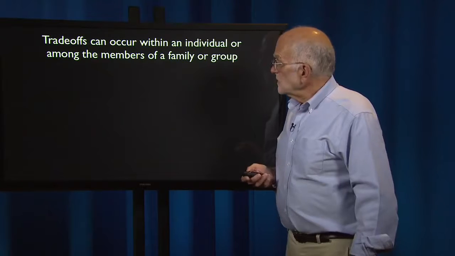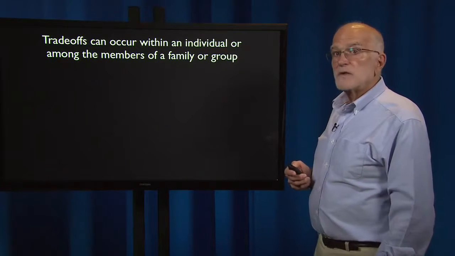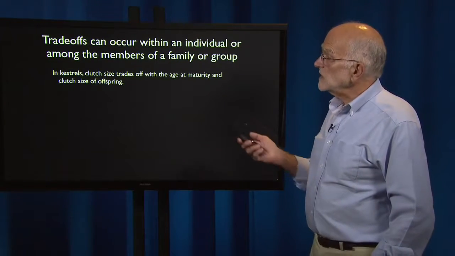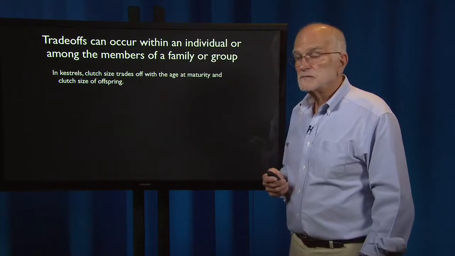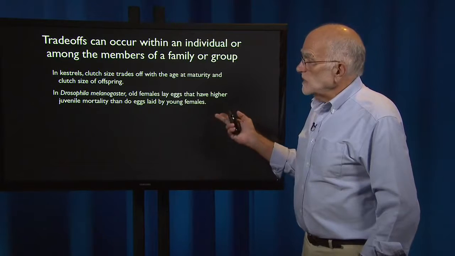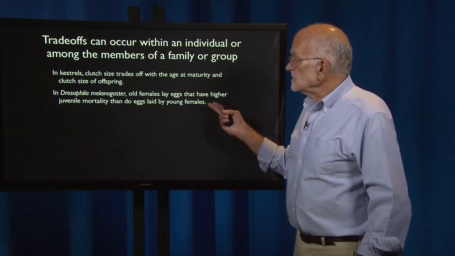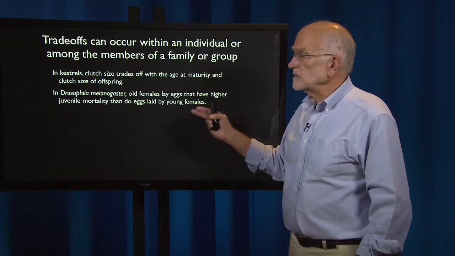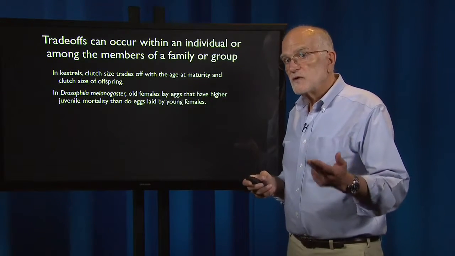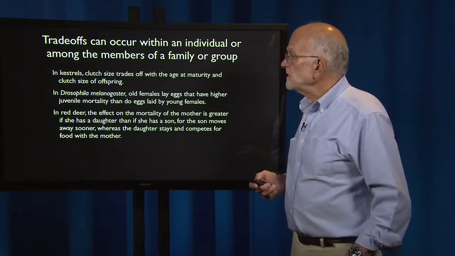Now, trade-offs can occur within individuals or among members of a family or a group. So in kestrels, clutch size trades off with age and maturity and clutch size of offspring. In Drosophila melanogaster, old females lay eggs that have higher juvenile mortality than do eggs laid by young females. So something in the mother is trading off with something in the offspring.